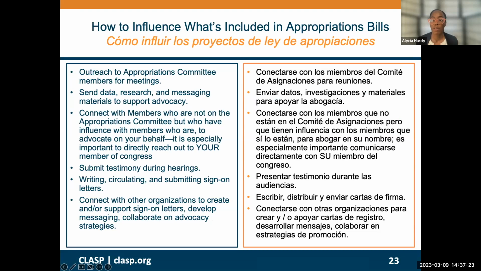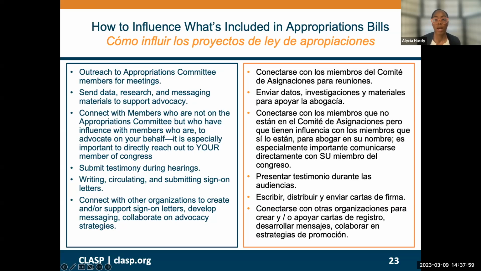Some of the ways to influence this process include reaching out to appropriations committee members for meetings. In those meetings or separately, you can send data, research, and messaging materials to support your advocacy asks. It is important to also reach out beyond appropriations committee members. As Alejandra spoke about earlier, that includes budget committee members as well, or individuals who are outside either one of those committees, but maybe on another committee that falls under the jurisdiction or authority of a subcommittee.